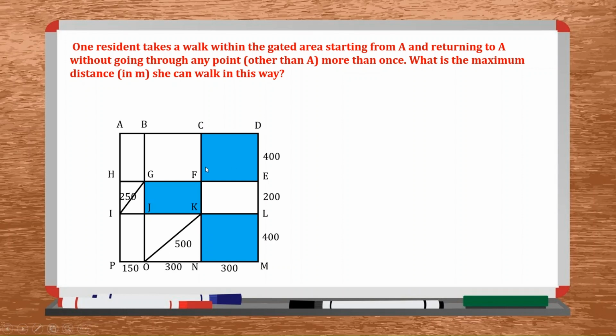So I'm just going to go with the original path, which is A to B, B to G, G to F, F to C, C to D, D to E, E to L, L to M, M to N, N to K, J, O, P, I, H, and A. So if I calculate all these values, I'll get 5100 as the answer.